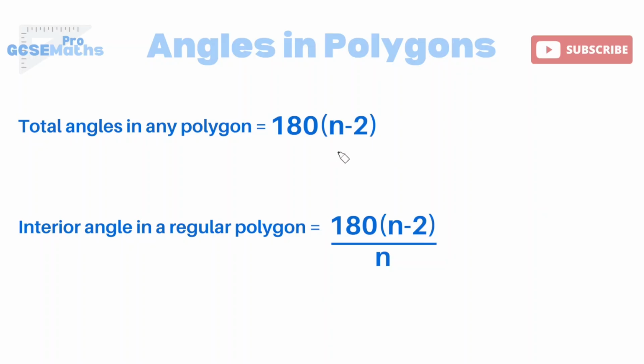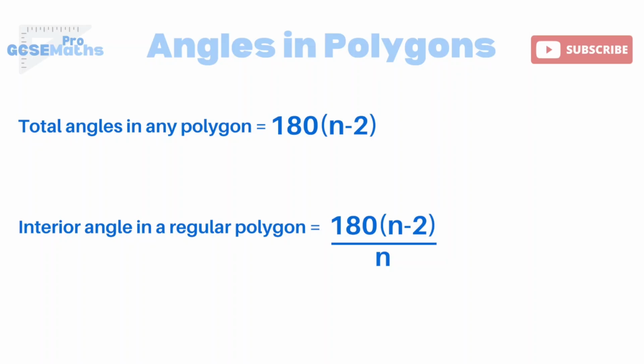So the main formula, if you want to work out the total angles or the total degrees in any polygon, let's break that down first of all. Polygons are just 2D shapes, right? Any 2D shape, including pentagon, hexagon, heptagon, octagon, is a polygon. It's just an umbrella term for those shapes. For example, you should already know that the total degrees in a triangle is 180, and in a quadrilateral, which is a 4-sided shape, is 360.